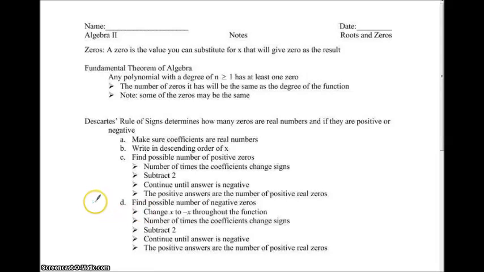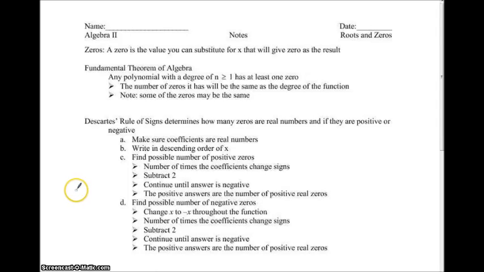This is for Algebra 2. We're looking at roots and zeros today. And a zero is the value you can substitute for x that will give 0 as the result. The fundamental theorem of algebra states that for any polynomial with a degree greater than or equal to 1, you're going to have at least one zero.